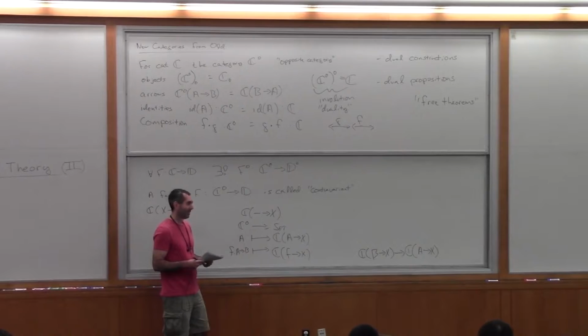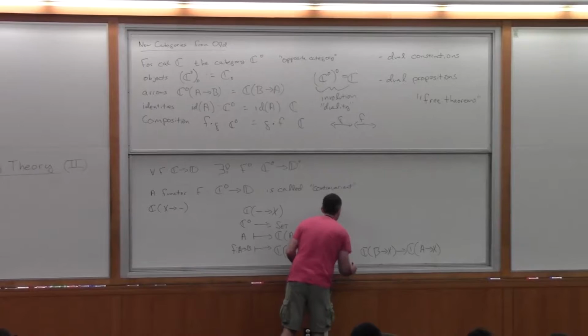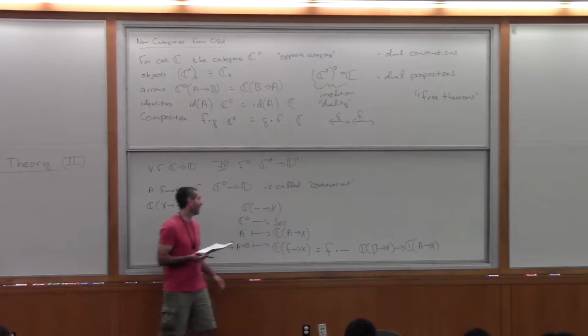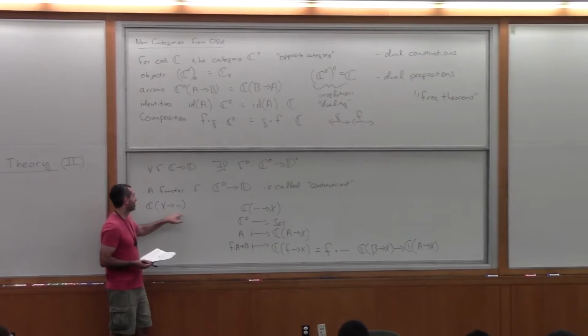You just compose, right? This should be f compose with blank, which, as I said before, is just syntactic sugar for lambda something, f compose with that thing, right? So this is just the dual of this, right? Here we postcompose something, an arrow that we put in the blank. Here we precompose with the arrow that we put in the blank.